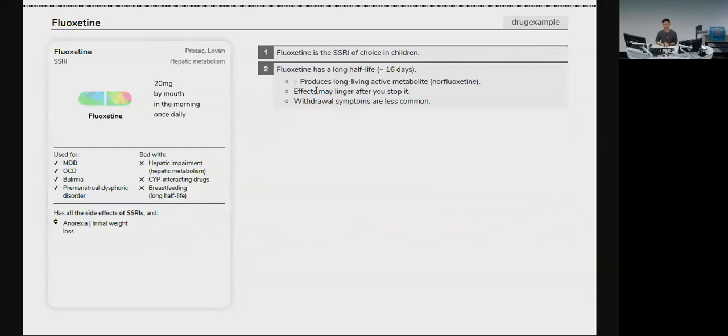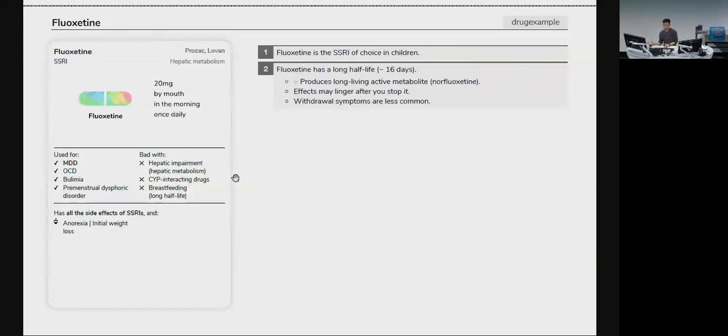Usually when you stop any psychiatric drug, you need to be very cautious with tapering it down to make sure that they don't experience withdrawal symptoms. Fluoxetine doesn't seem to be as prone to withdrawal as the other SSRIs, which usually have half-lives in the order of about a day. So fluoxetine is used for major depressive disorder and a variety of other issues, but mostly depression is probably the big one for you.